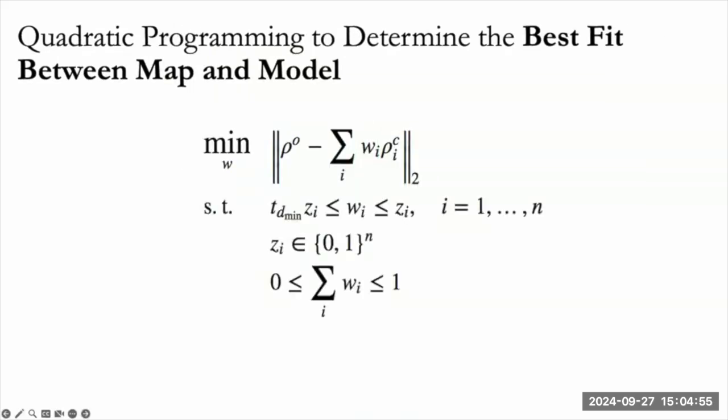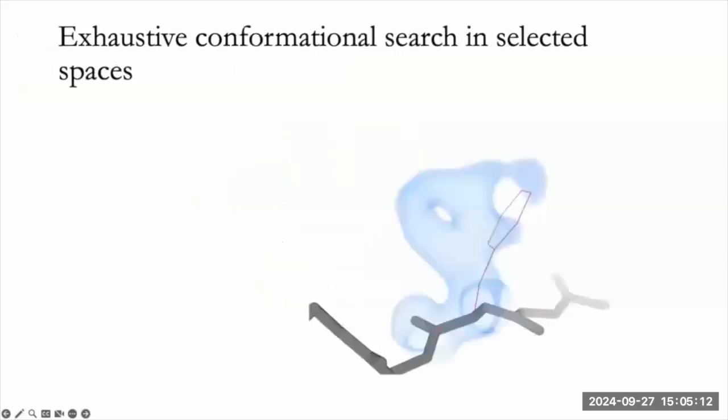And so we also put multiple constraints on here to make sure that the weights can only be between 0 and 1. So that refers back to that occupancy parameter. You can only have certain amounts of different conformations that are explaining it, and we want the sum of the weights to be between 0 and 1.